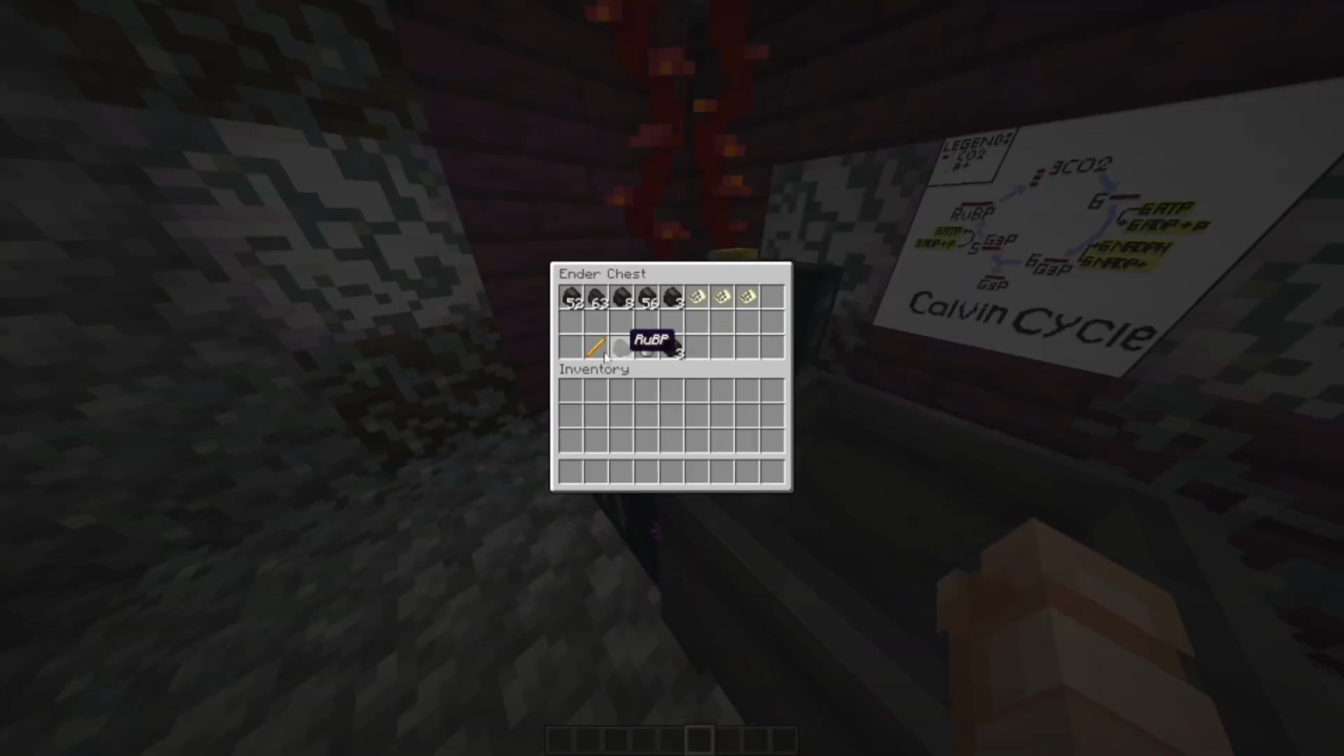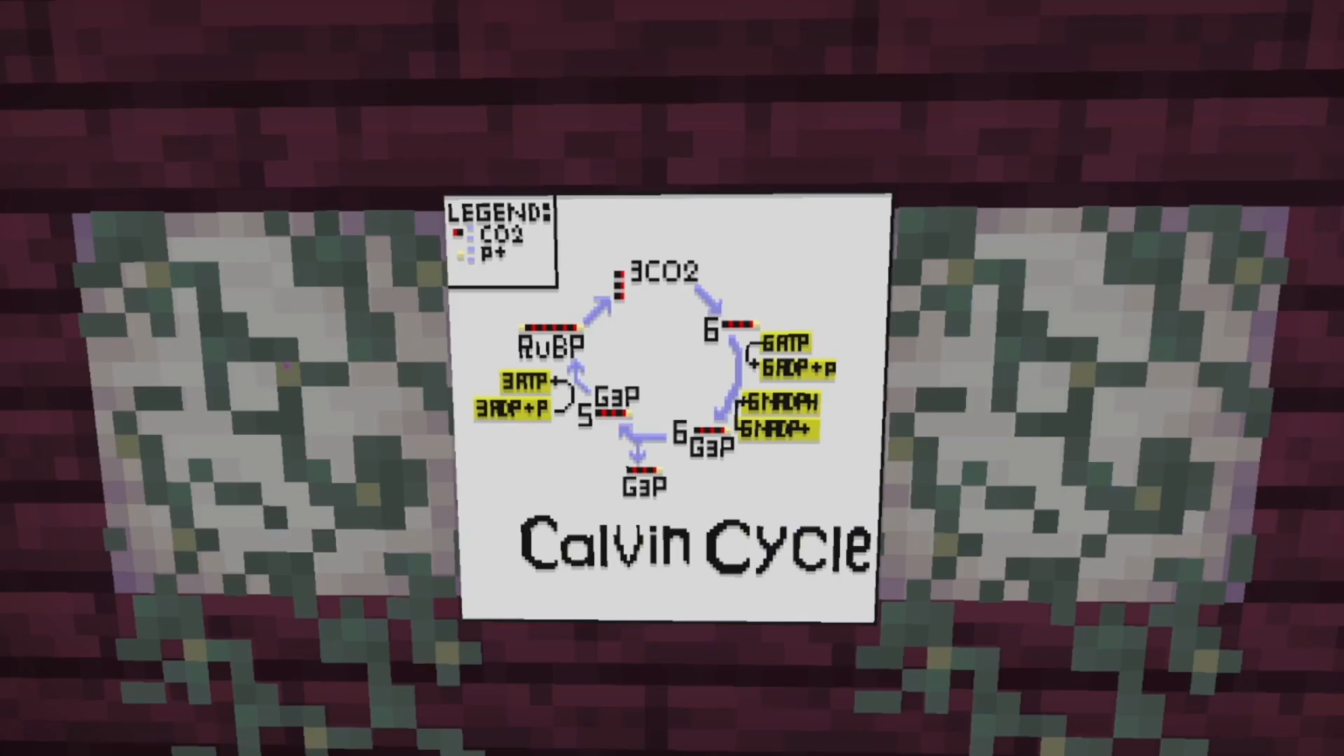So first, what Kelvin does is that he's going to take Rubisco, a special enzyme he uses to bind together RuBP and CO2. This part of the Kelvin cycle is known as carbon fixation. This is one of 3 parts of the Kelvin cycle where a 7 carbon sugar is made.